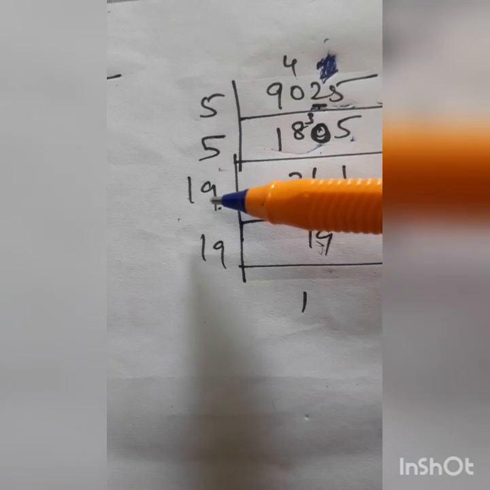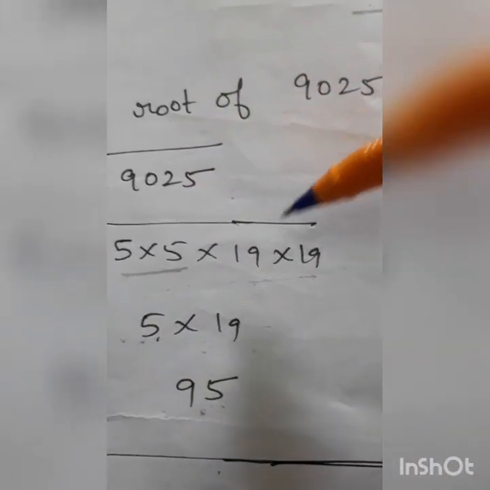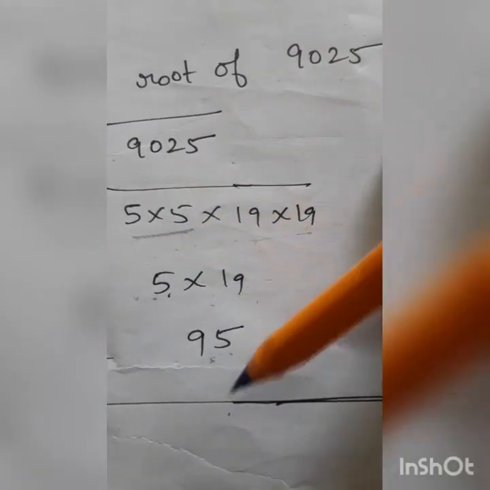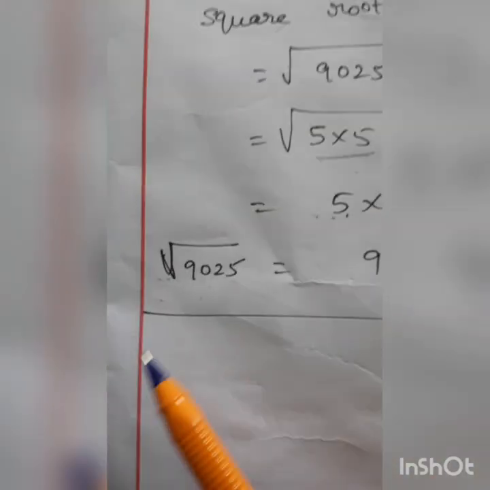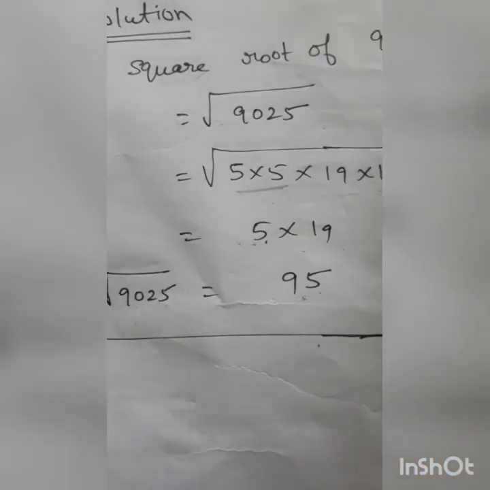361 is possible in the 19th table. 19 19s are 361. 1 19 is 19. Now come factors: 5 into 5 into 19 into 19. 1 5 into 19. 5 into 19 is equal to 95. Square root of 9025 is equal to 95.